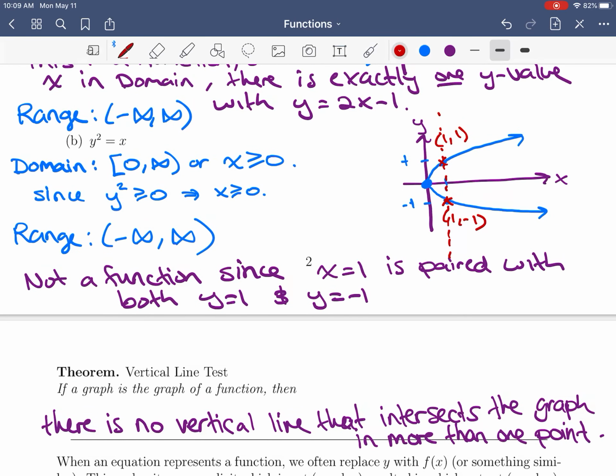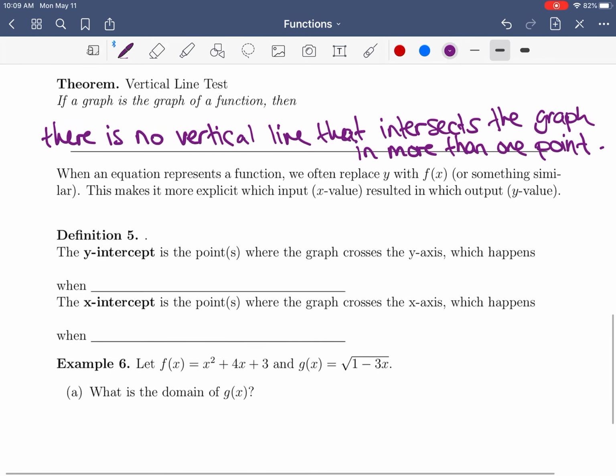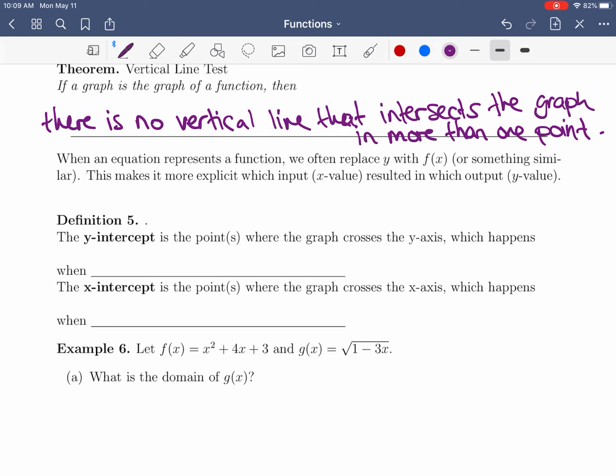So for example, the one here, so this line I drew is x equals 1. It intersected the graph in 2 points. So because that happened, we had not a function. So when you know the graph of the function, it's easy to tell whether or not the graph is a function or not using the vertical line test. When you don't have the graph, you're going to have to think about, is there an x value where there's more than one y value associated with it?